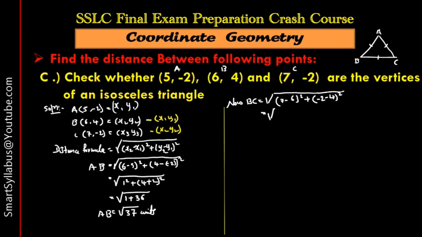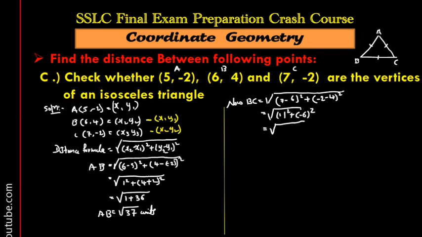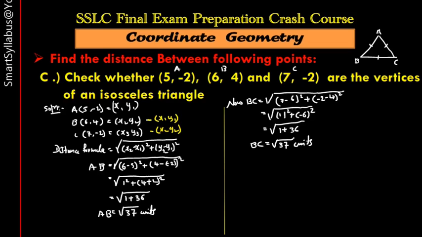That's equal to square root of 7 minus 6, it's 1 square, plus minus 2 minus 4, it's minus 6. So minus 6 the square. That's equal to square root of 1 square is 1 plus 6 square is 36. That's equal to square root of 36 plus 1 is 37. In the sense we got BC is equal to square root of 37 units.